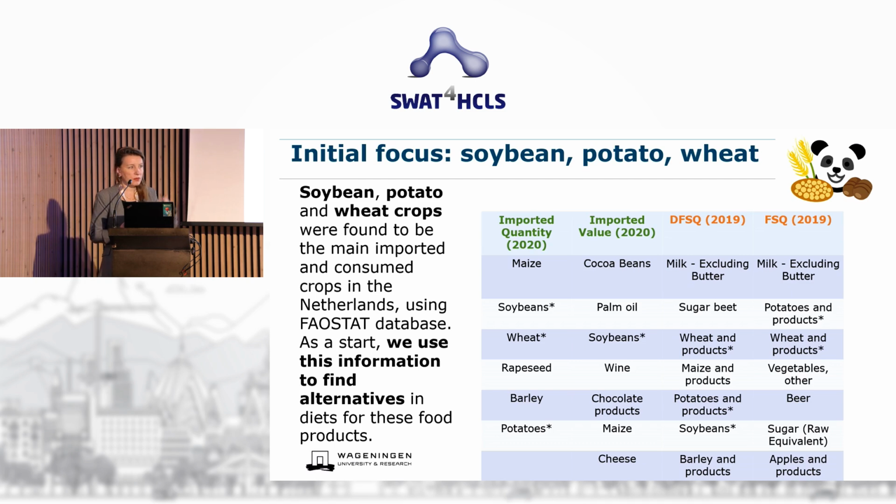For example, if there is a temperature rise, maybe some crops will stop growing, and you need to integrate this. First you need to understand what is important. For example, for the Netherlands, what do we eat at all? Soybean, potato, and wheat crops are quite important for the Netherlands. And then see what would happen with them if the temperature rises?